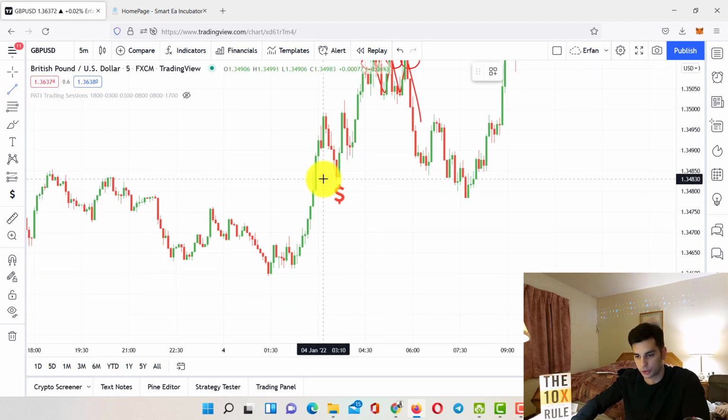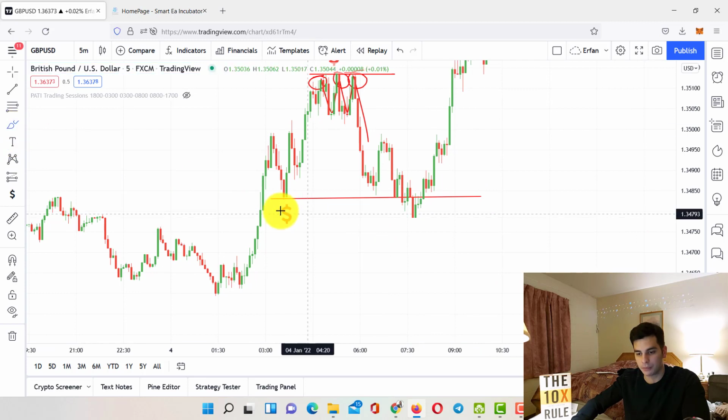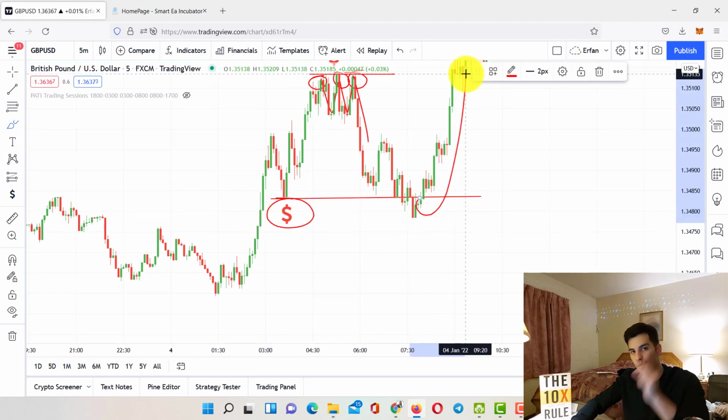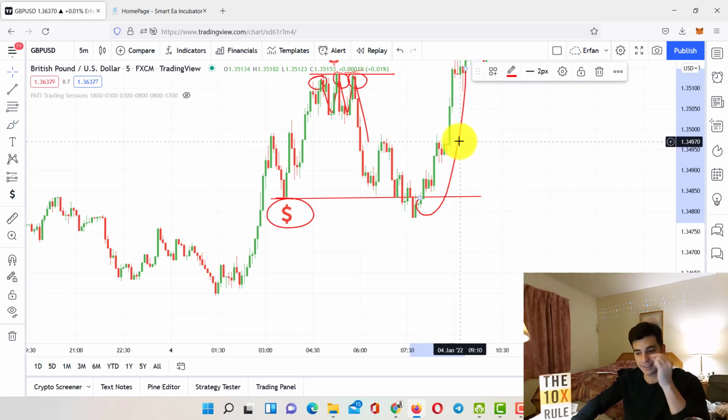I'm going to actually show it to you. And even this one broke. See, as soon as they stopped out buyers in this area, boom, the price went up. So what does it tell you exactly? What does it mean? That's exactly what it means.